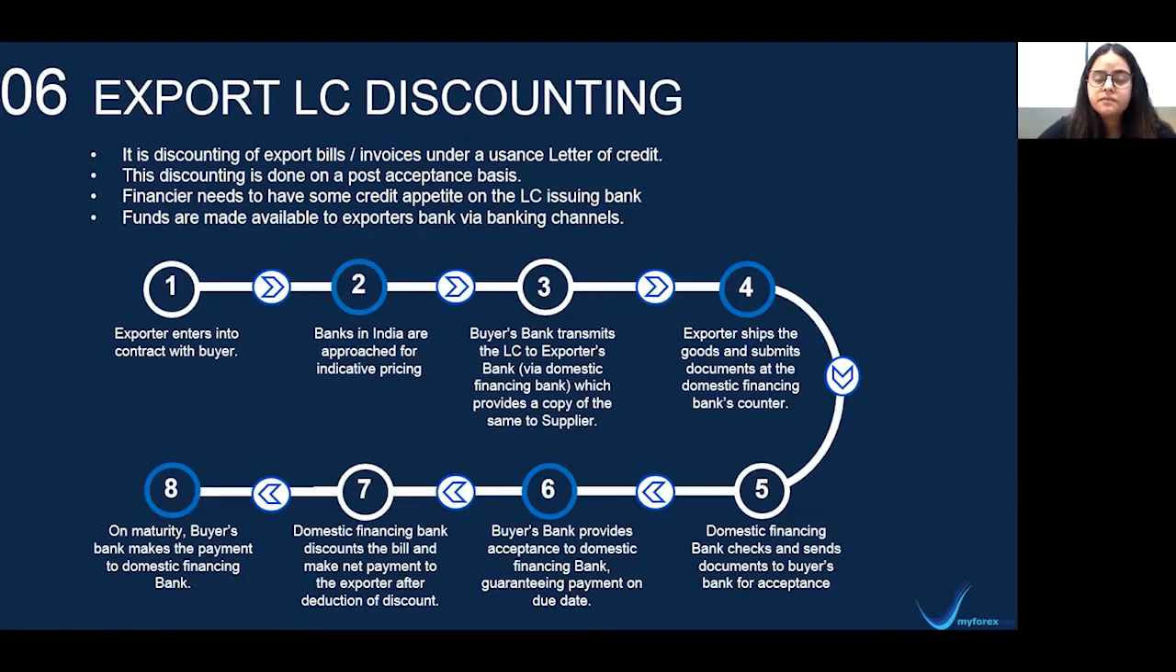Exporter ships the goods and submits the documents at the domestic financing bank's counter. The domestic financing bank then checks and sends the documents to the buyer's bank for acceptance. The buyer's bank then provides acceptance to the domestic financing bank, guaranteeing a payment on the due date. The domestic financing bank discounts the bill and makes the net payment to the exporter after deduction of a discount. On maturity, the buyer's bank makes the payment to the domestic financing bank. This is a very simple procedure through which exporters can discount their bills and receive the payment.